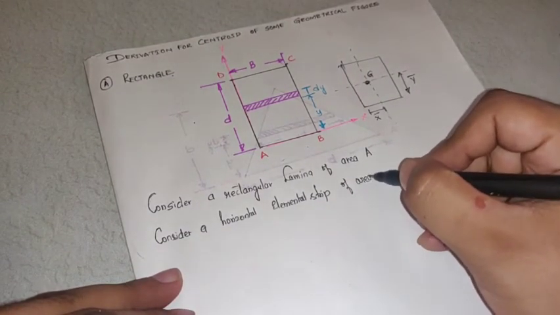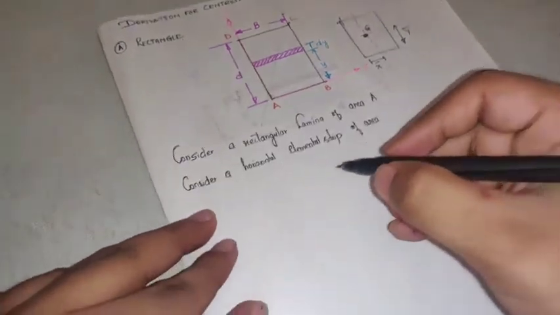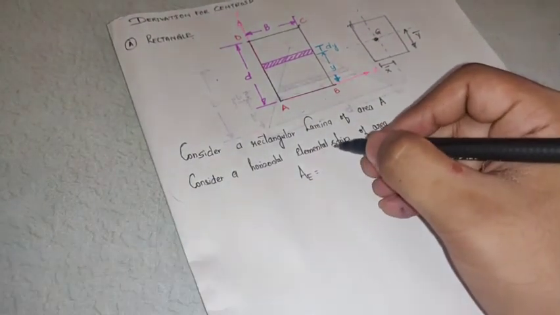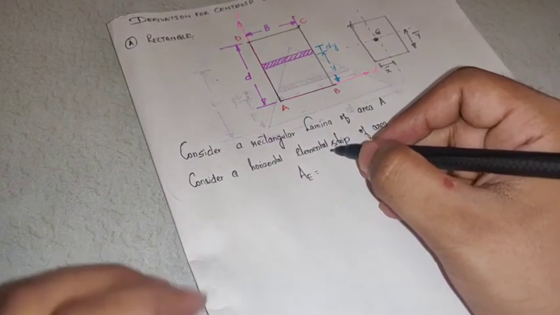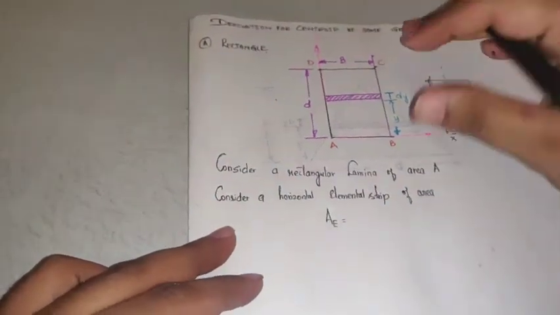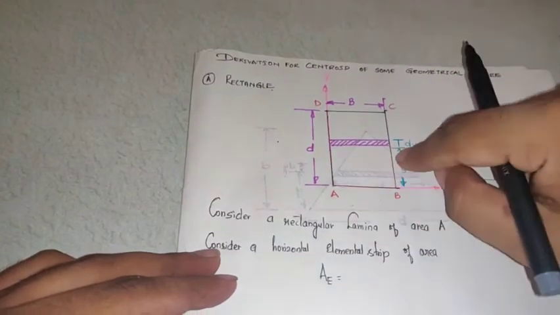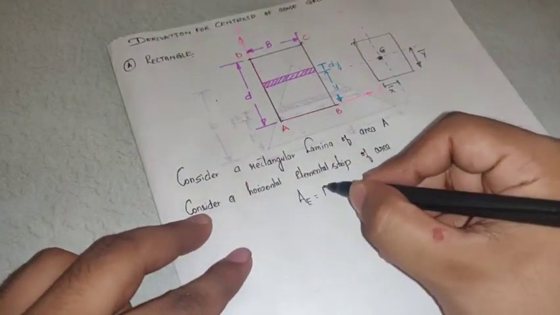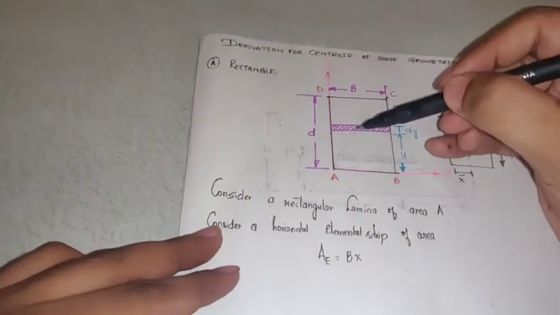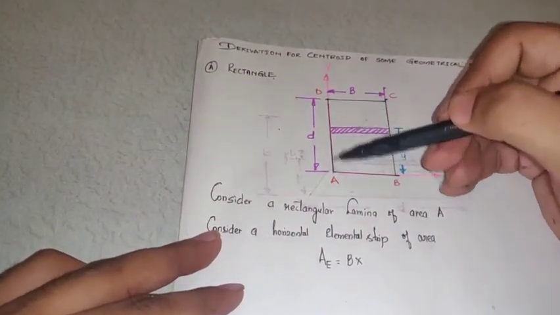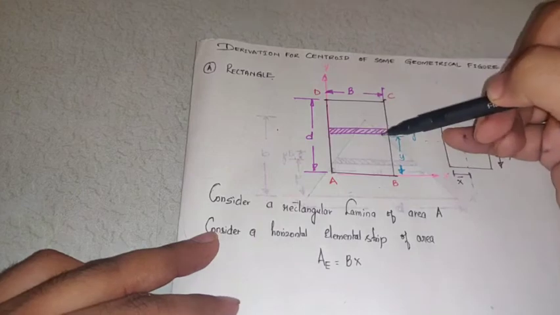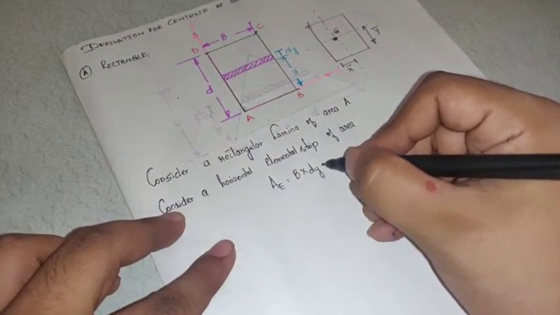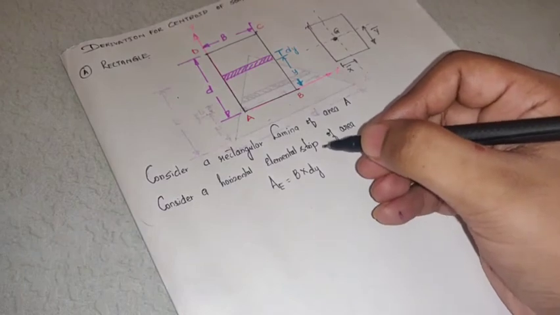Of area, so the area of the elemental strip I'll call A suffix E. What is the width of the elemental strip? It is the same as the rectangle, so I'll call that B. What is the depth of the elemental strip? The depth of the total rectangle is D, and the depth of this elemental strip is dy. So the area of this elemental strip is B into dy.